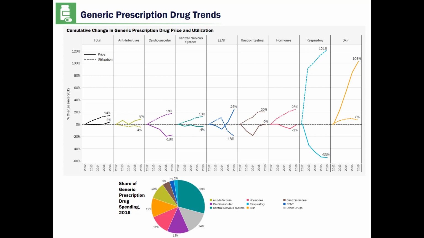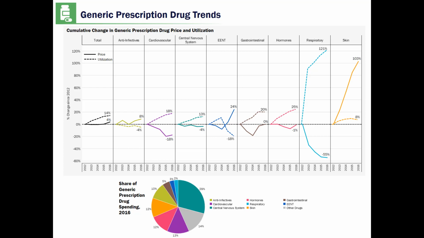So let's have a quick look at generic prescription drug trends. What we generally are seeing here is utilization increases with a couple of small exceptions, and flat or declining prices, again with a few small exceptions. For example, on anti-infectives, on the generic side, utilization is actually down by 4% over the 5-year period, but prices are up by 6%.